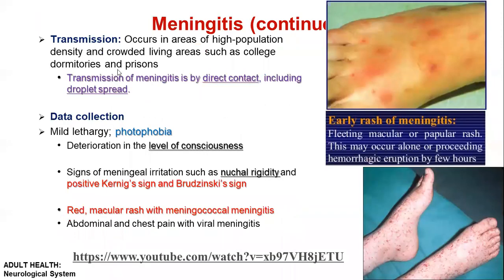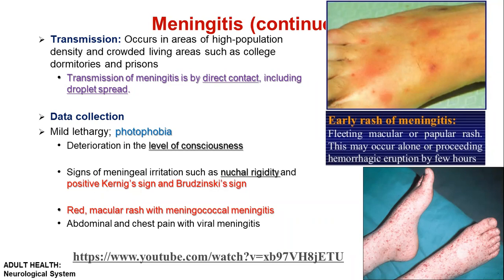Next, the transmission. How is it transmitted? Meningitis is transmitted by direct contact or droplet. So if I ask you what kind of precaution we need, contact precaution or droplet precaution? Because it spreads by direct contact or droplet.